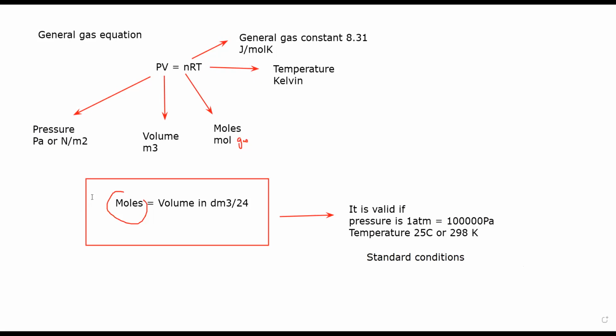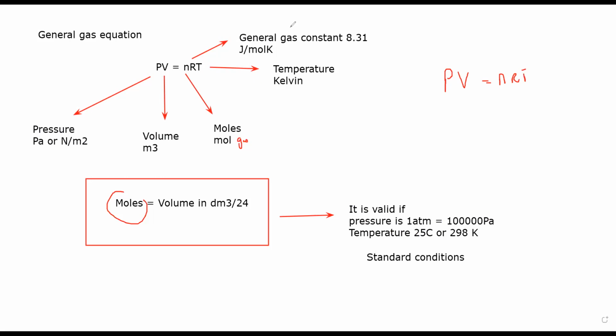So at standard conditions, we will use the formula moles equals volume of a gas in decimeter cube divided by 24. But if the conditions are not standard, for example, the temperature is not 25 degrees centigrade and the pressure is not 1 atm, it is 2 atm or 3 atm, then you cannot use moles equals volume in dm cube divided by 24. In that case, we use the general gas equation, in which PV equals nRT.